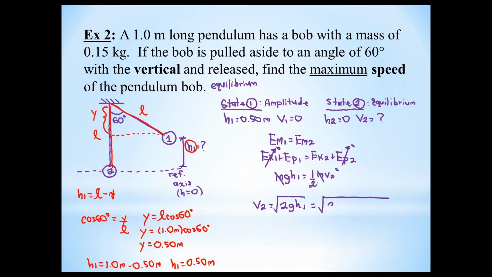Plug the numbers in. 2 times 9.81 meters per second squared, multiplied by h1. h1 is the height we calculated, 0.50 meters. And then v2 would be a value that is 3.1 meters per second, 2 significant digits. Okay, so not so bad once you know what the release height is, and really there's not a whole lot of geometry you need to do to calculate that.